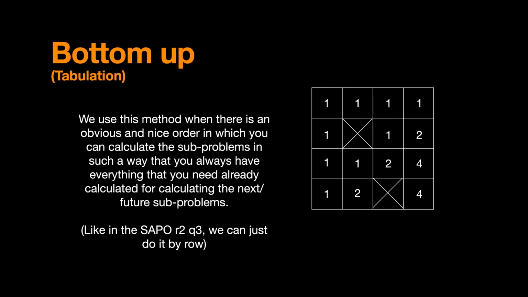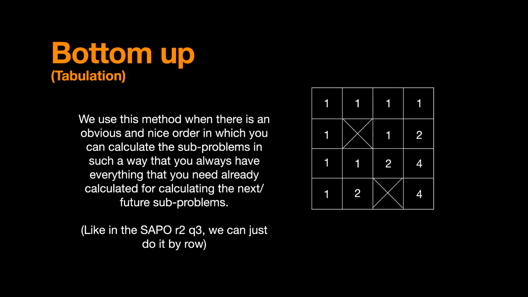For bottom-up, we use this method when there's an obvious and nice order in which you can calculate the subproblems in such a way that you always have everything you need already calculated for calculating next or future subproblems. So basically, we need to find an order in which every time we try to calculate a subproblem, we have already calculated everything we need for calculating that subproblem.